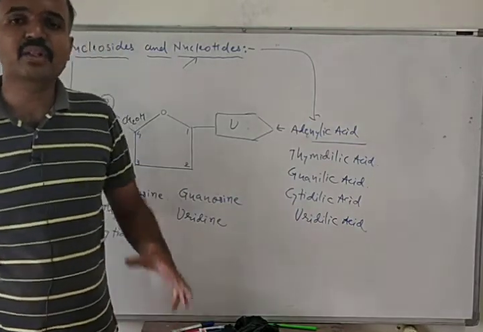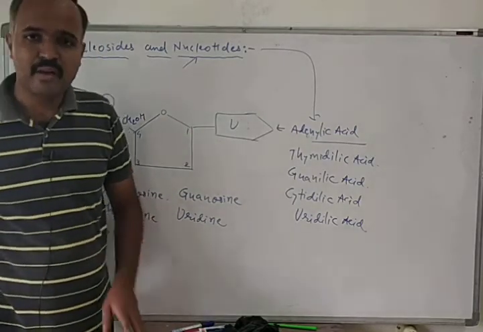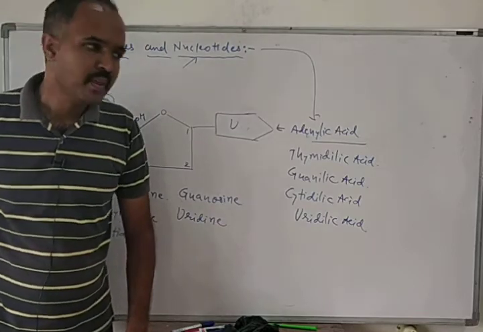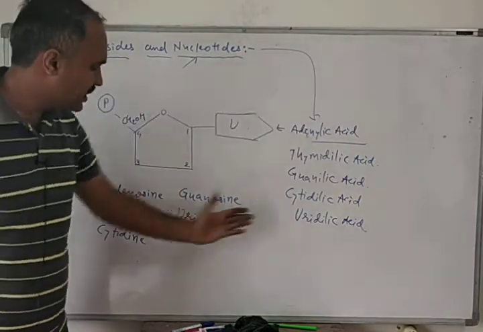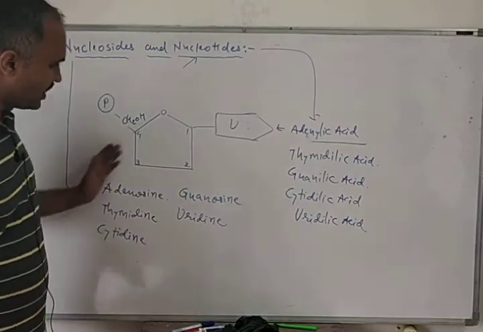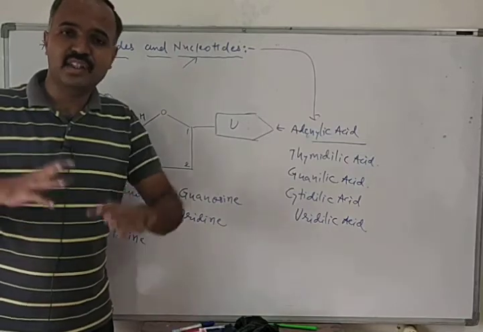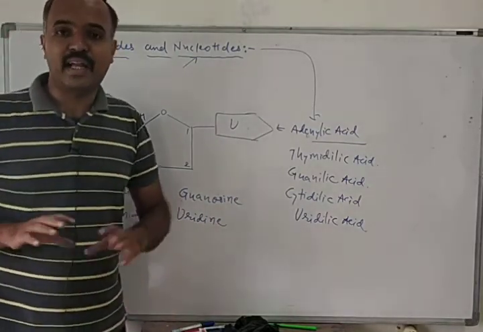Here acid is there because phosphoric acid is present on the fifth carbon of the pentose sugar. So this is all about nucleoside and nucleotides. These are examples of nucleosides and these are examples of nucleotides. Please remember, I have just explained one paragraph which is given below the paragraph of lipid.